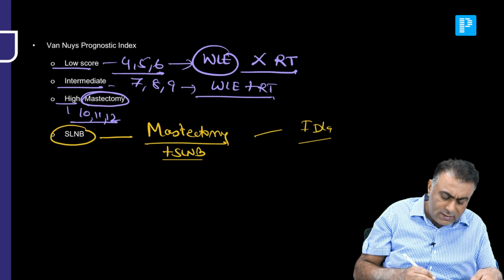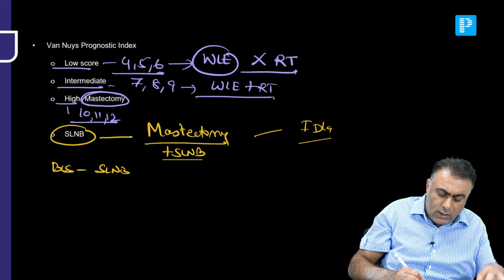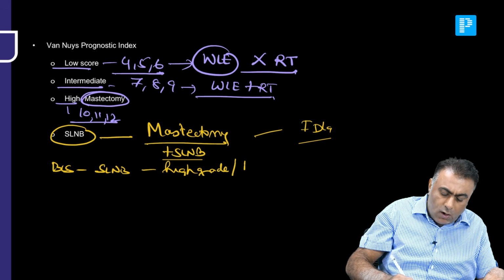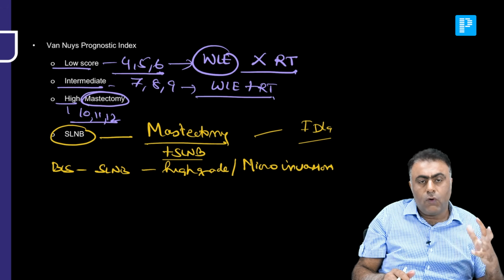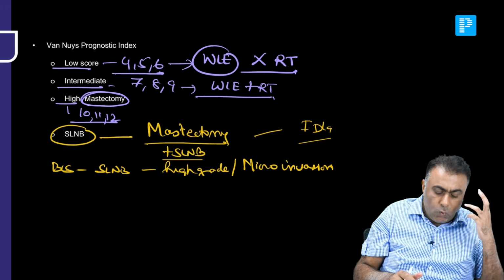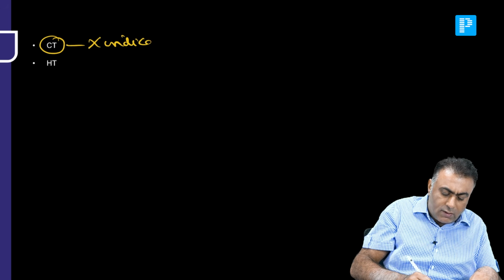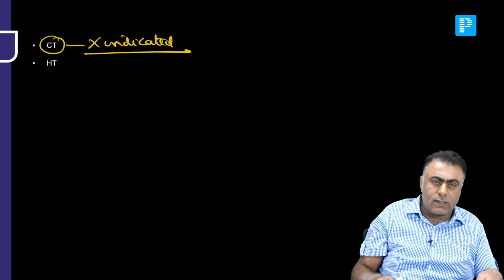If we are doing a BCS, a sentinel lymph node biopsy is usually not indicated. It is indicated only if it is a high-grade DCIS, or there is presence of micro-invasion. Then only you go for sentinel lymph node biopsy after BCS or along with BCS. Then what is the role of chemotherapy in ductal carcinoma in situ? Chemotherapy usually is not indicated because the risk of metastasis is very low with ductal carcinoma in situ.